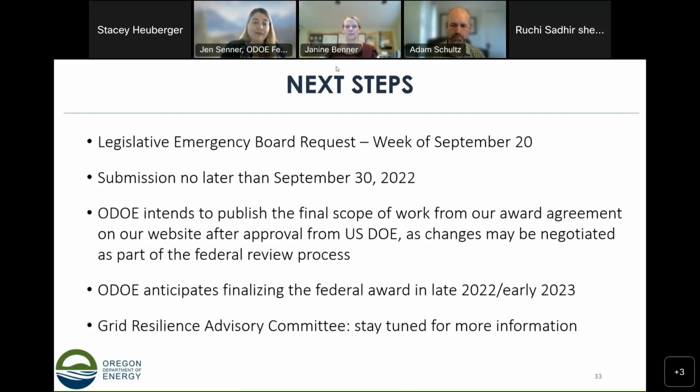We also, at least in our proposal, have proposed that projects should be ready to begin the work within 2 years of that final award, and would ideally be completed within 4 years of that time frame. The exact details of the timing will depend on the precise negotiations with the U.S. Department of Energy as well.